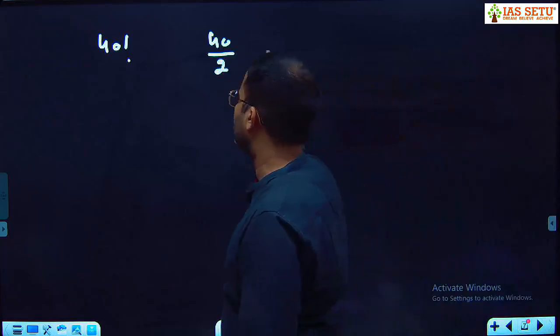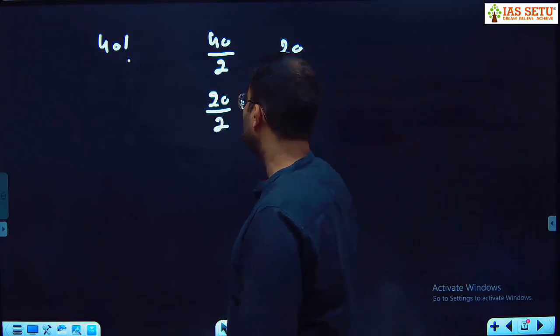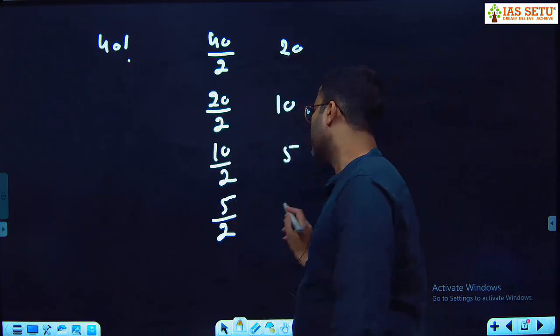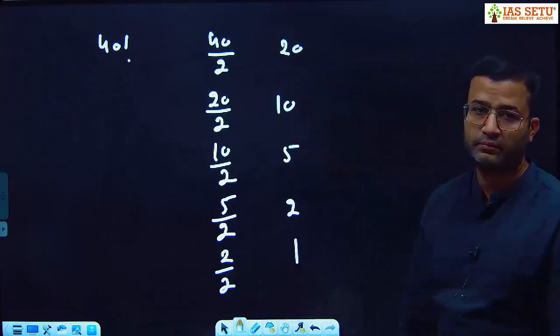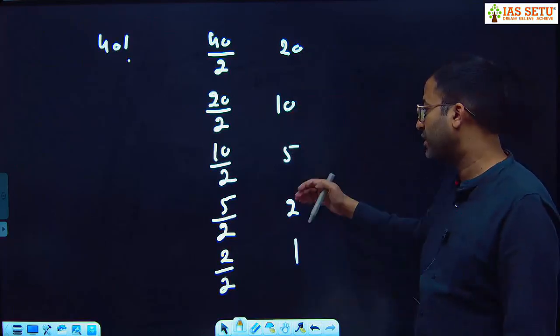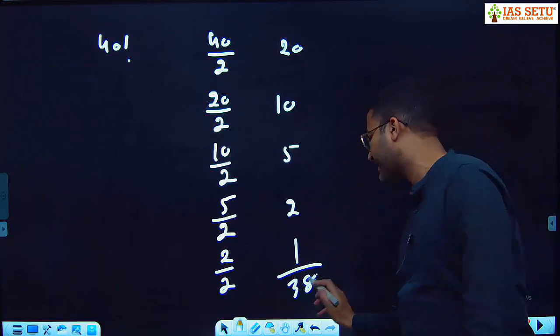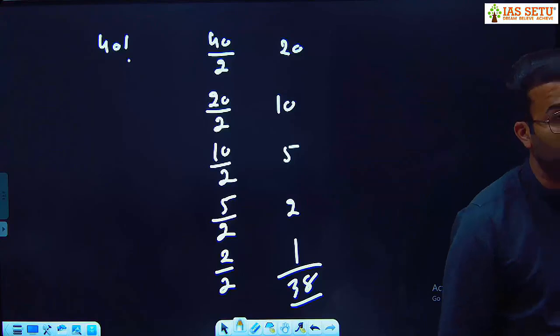So what is our shortcut? 40 we divide by 2, we get 20. Then again we divide 20 by 2, we get 10. 10 divided by 2, we get 5. 5 divided by 2, we get 2. 2 divided by 2, we get 1. So 20 plus 10, 30, 35, 37, 38. So in 40 factorial, how many 2's are there? 38.